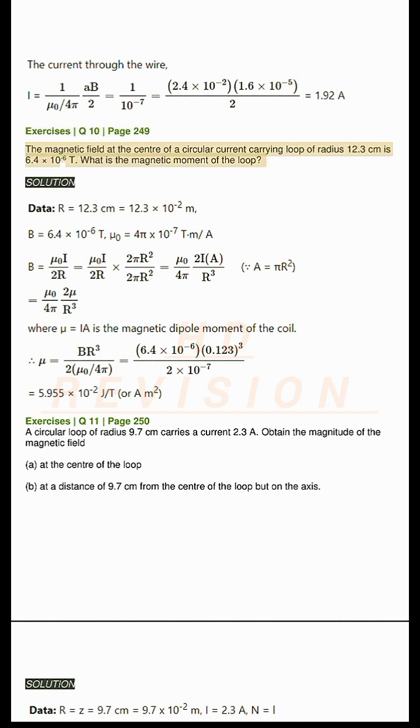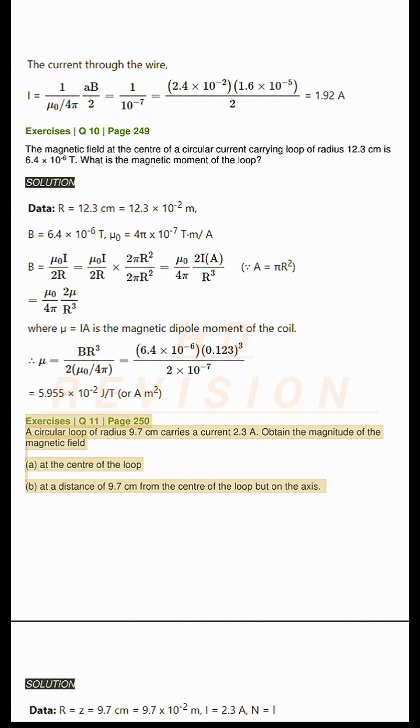The magnetic field at the center of a circular current carrying loop of radius 12.3 centimeters is 6.4 times 10⁻⁶ T. What is the magnetic moment of the loop? Solution. Exercises Q11, page 250.